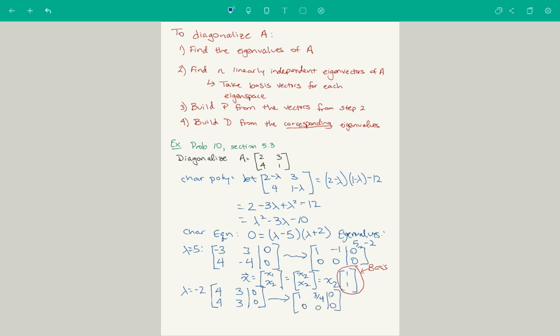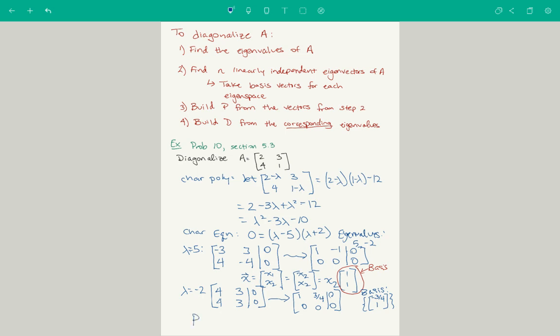Okay, so that means our basis vector for this is going to be the vector, well, x1 is -3/4 x2, and x2 is a free variable, so it's just itself, it's just 1. So here's our basis vector. Okay, so step 2 complete.